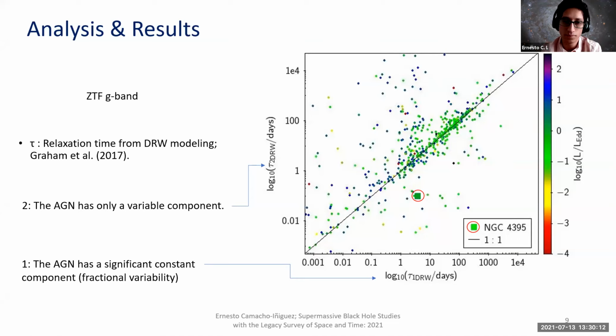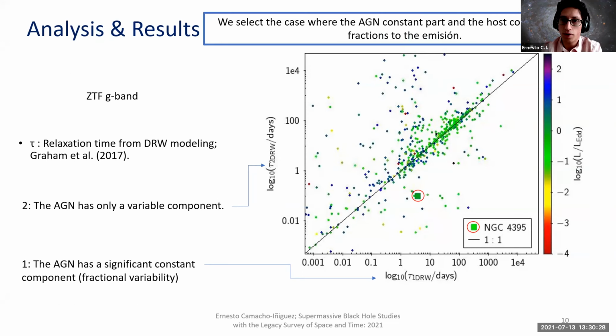as we might think. So in any case, as we saw that we do not have this strong variability in our results, given the different subtraction of a fraction of the flux to the light curve, we decided to stay in the case where the AGN constant part and the host contribute equal amounts to the emission.